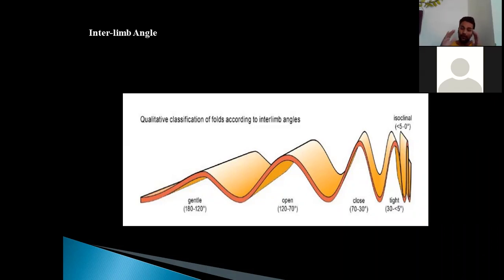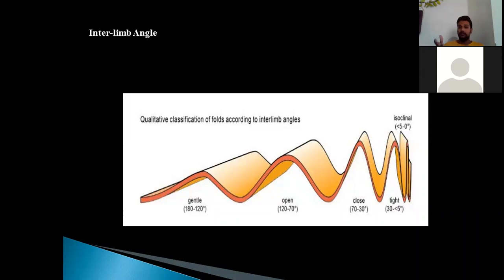And on further compression, because you know that the gentle fold is formed when the compressional stress is slightly weak. But as the compressional stress increases, it will tighten itself. So after the open fold, you can see the closed fold, where the angle between the two limbs is 70 to 30 degrees. Again, if the compression increases, then you get the tight fold, where the angle is 30 degrees up to 5 degrees or below 5 degrees.